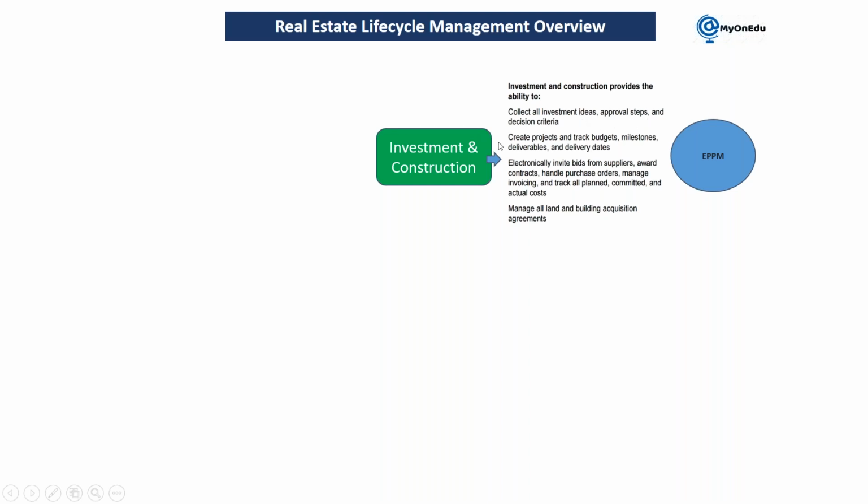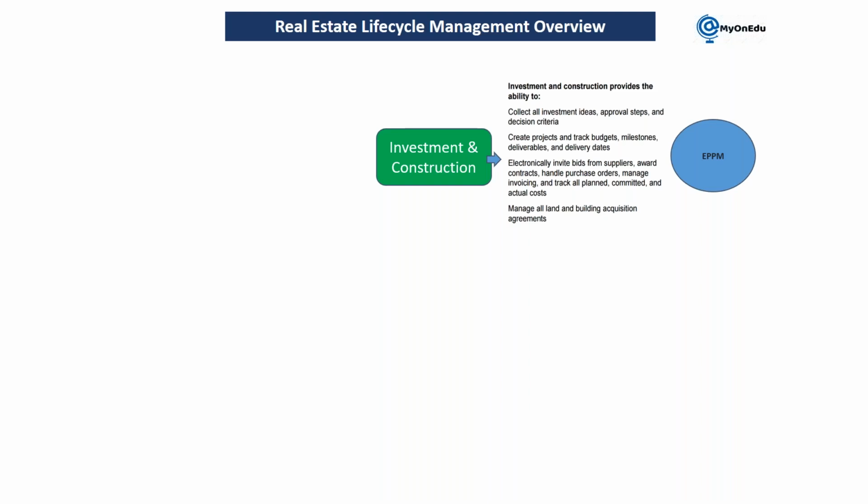criteria. So we can define our own criteria there. Create projects and track budgets, milestone deliverables and delivery dates. So all these things we will take care of in our project execution. That will be a part of project system. We are also able to invite bids from the suppliers who are working for us in our project, and we can award the contract, handle purchase orders, manage invoicing, and track all plan and committed and actual cost.